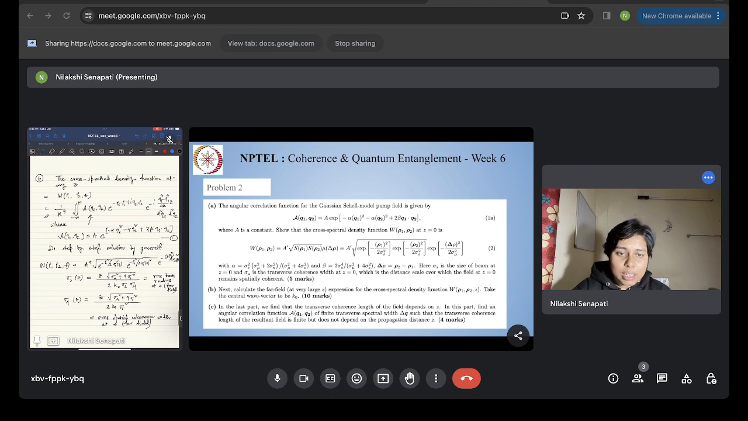Now we will substitute A(q1, q2) as S(q1) delta(q1 minus q2), because it is mentioned that A(q1, q2) is of finite transverse spectral width such that the transverse coherence length of the result is finite but does not depend on the propagation distance. We need to find this A(q1, q2). That means what will be the A(q1, q2) that we need to find.